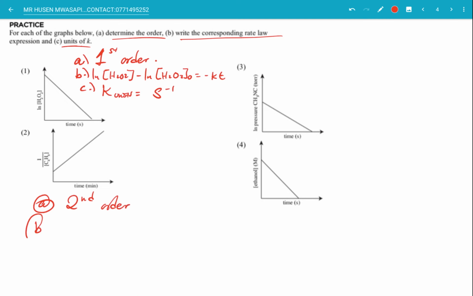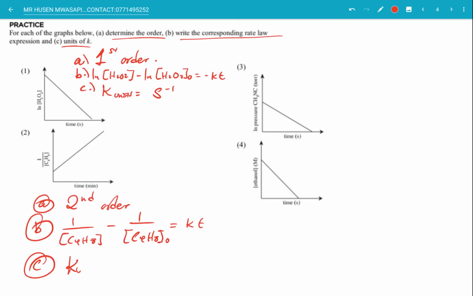Then the corresponding rate law will be 1 over the concentration that you have, which is C4H8, minus 1 over the same concentration you have now at the initial point, which is C4H8 naught. And this is equal to KT. So the reciprocal of the concentration of C4H8 after some time minus the reciprocal of C4H8 at the initial start of the reaction. Then part C is saying find the units.